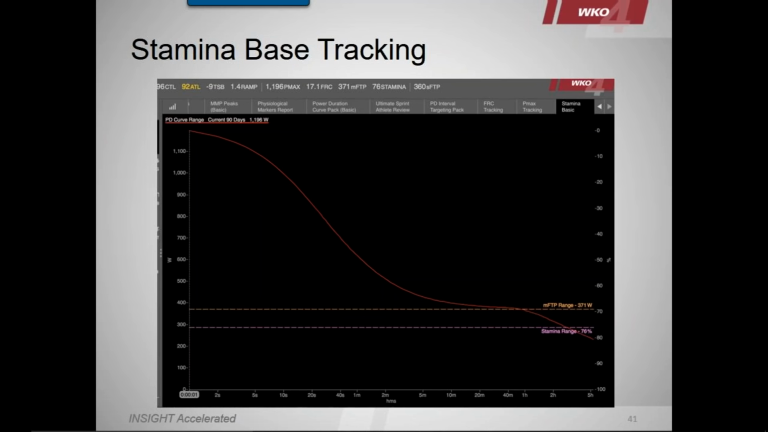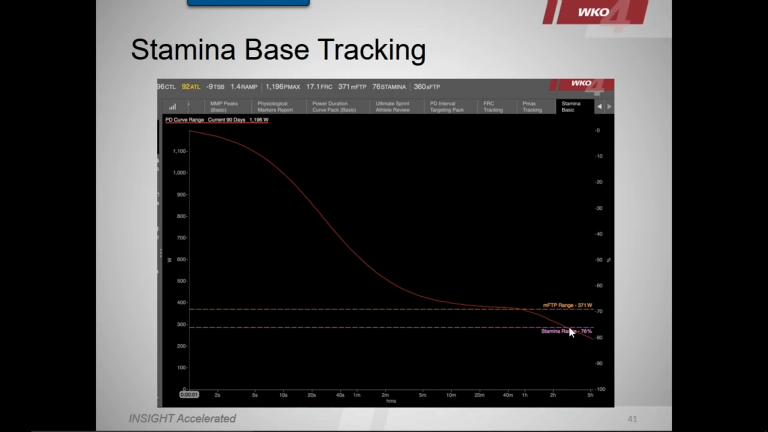This stamina-based tracking is in your chart library. I like this chart in a lot of ways except one. Here's your power duration curve. Here's your MFTP. MFTP is pretty related to stamina. Remember what I just showed you a couple of moments ago about VO2 max being the upper limit cap and MFTP being the functional ability to use it. Stamina is somewhere out here.